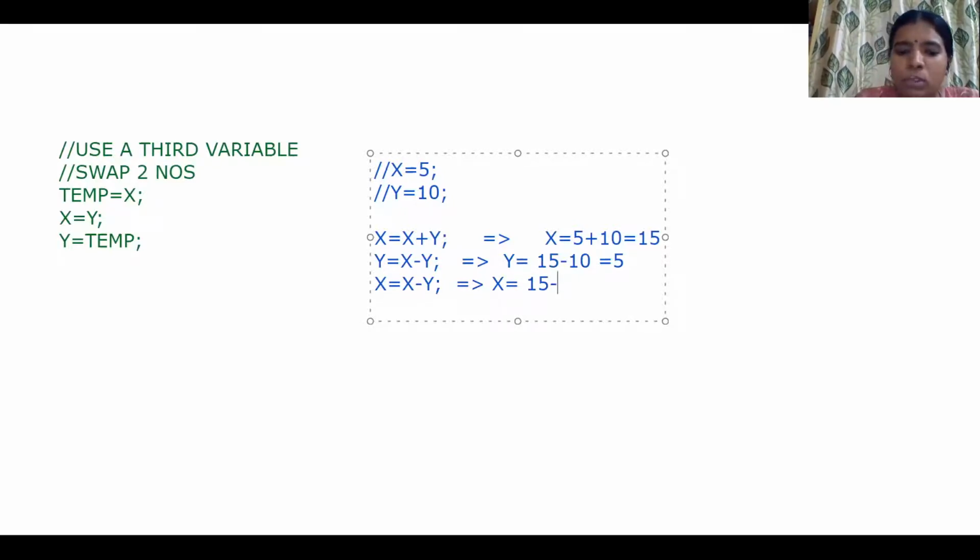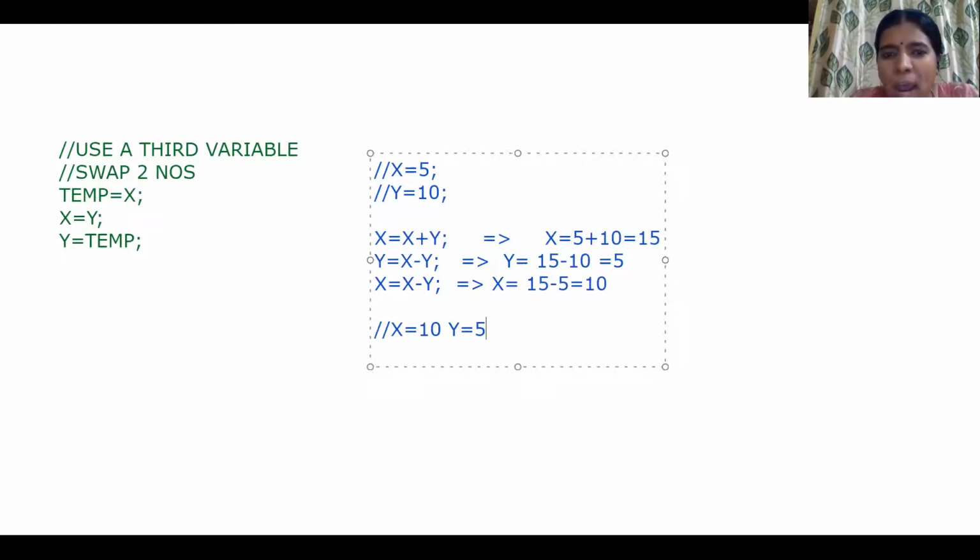What is the y value? 5. The recent modified y value is 5. So what is 15 minus 5? 15 minus 5 is 10. So just check out what at the end of this operation, x is holding a value 10 and y is holding a value 5. Didn't it get swapped? Yes, it did get swapped.